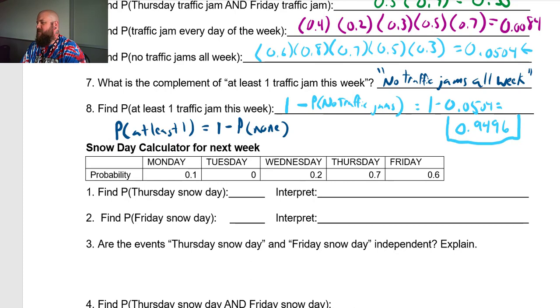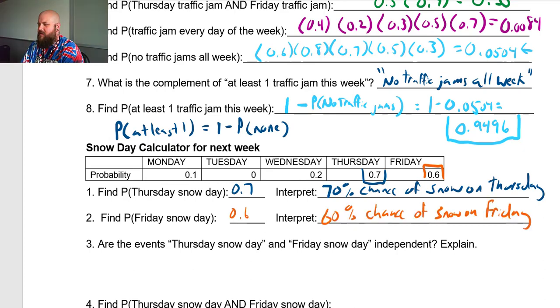All right. So now we're going to look at the snow day calculator for next week. What is the probability of a Thursday snow day? Well, for Thursday we got 0.07. What does that mean? Well, there's a 7% chance of snow on Thursday. The probability of Friday being a snow day? Well, if we look at Friday, we got 0.6. A 60% chance of snow on Friday.